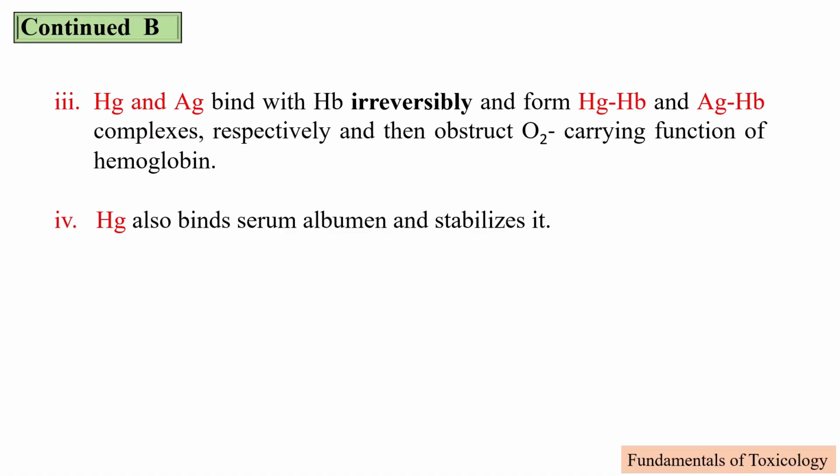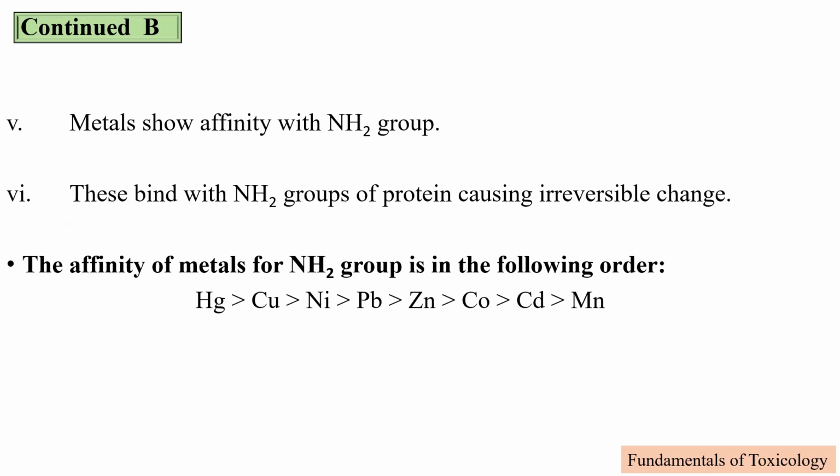Metals show affinity with the NH2 group. These bind with NH2 groups of protein, causing irreversible change. The affinity of metals for the NH2 group is in the following order: Hg > Cu > Ni > Pb > Zn > Co > Cd > Mn.